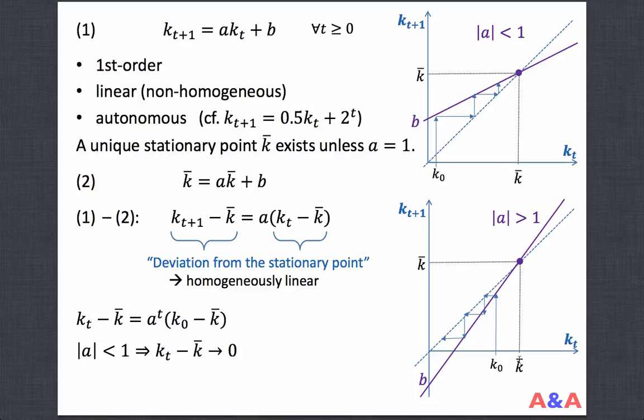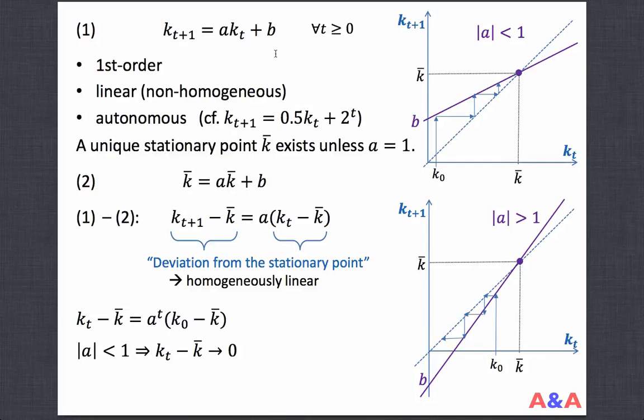But as you can see, if the system starts with a value that is even slightly different from k bar, then it will not converge to k bar. If the initial value k0 is, let's say, here, then k1 is, according to this line, around here, and then k2 is around here, k3 is around here, so it will diverge.